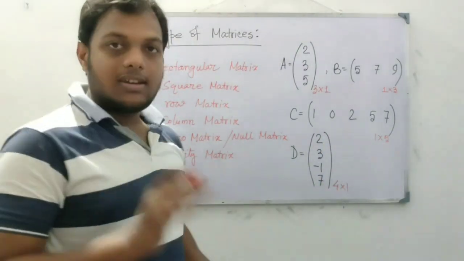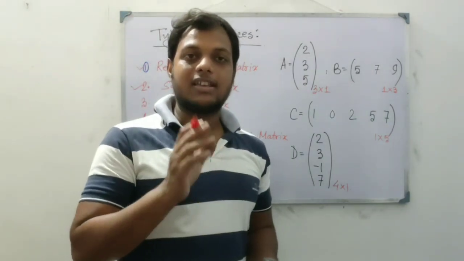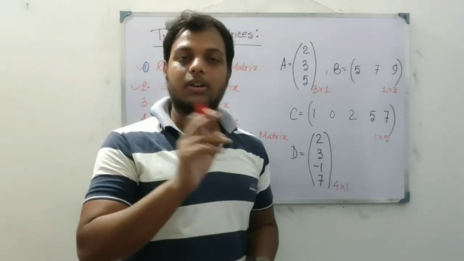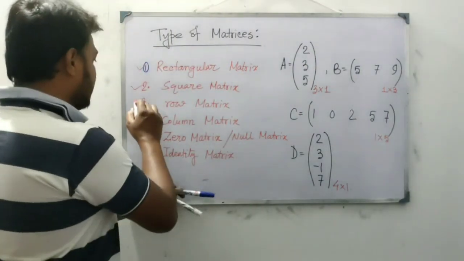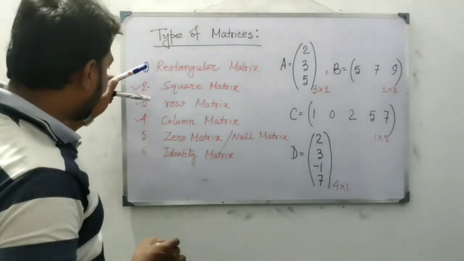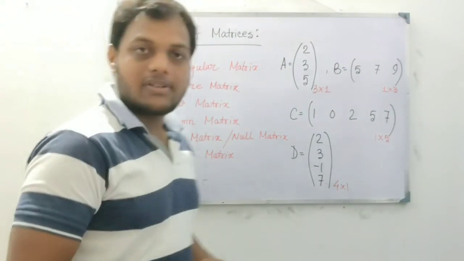Okay, so we can say that row matrix means the matrix has only one row, and column matrix means the matrix has only one column. So this completes the definition of row matrix and column matrix. Hope you get the idea. Actually, all the characteristics are carried by the name only. Next, zero matrix or null matrix.